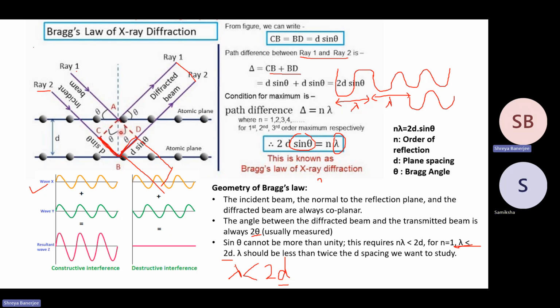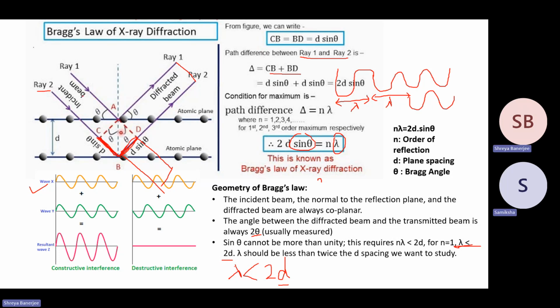Yes, I said that the total distance traveled by ray 2 is greater than ray 1, and the difference in the distance is this d sin theta plus this d sin theta, these two extra. Ma'am, the distance from the first atomic layer in the case of ray 2 till the point where both rays are meeting, that must be the difference between ray 1 and ray 2.